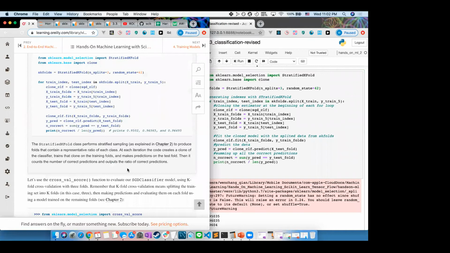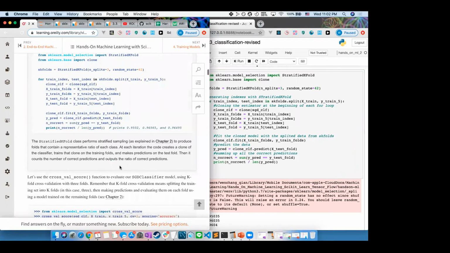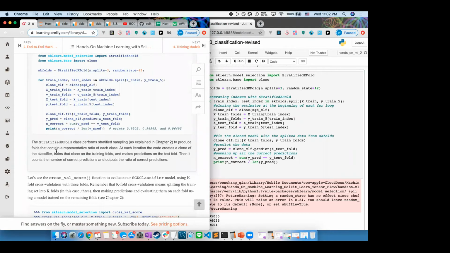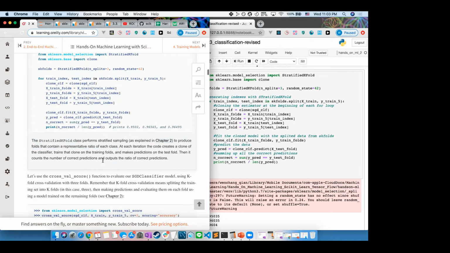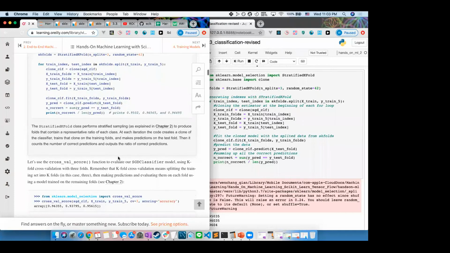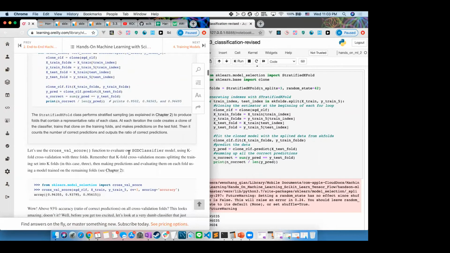Cool. So let's keep going. We are running out of time. The StratifiedKFold class performs stratified sampling to produce folds that contain a representative ratio of each class. Again, that's just what stratified sampling means. At each iteration, the code creates a clone of the classifier, trains the clone on the training folds, and makes the prediction on the test fold. Then it counts the number of correct predictions and outputs the ratio of correct predictions.